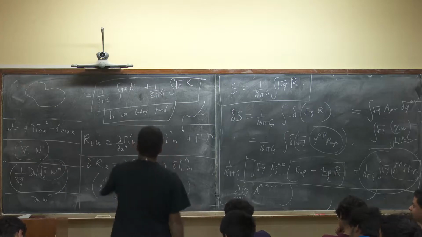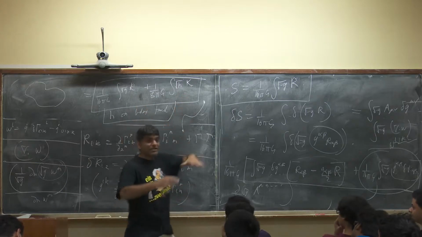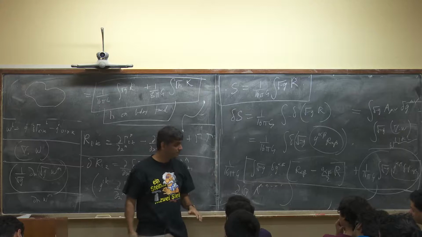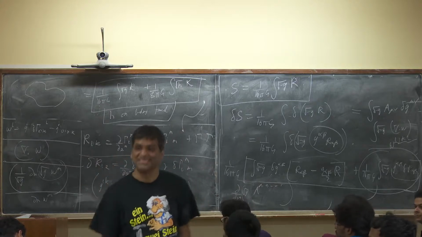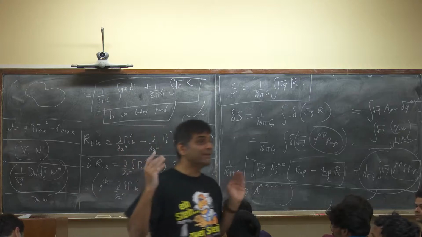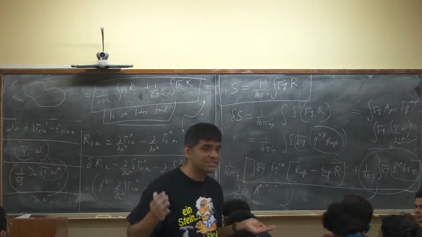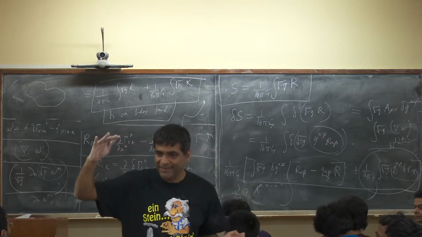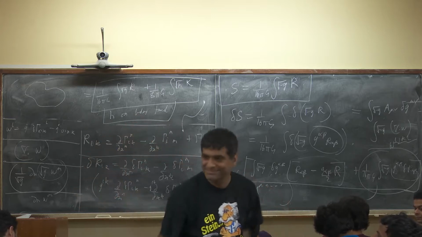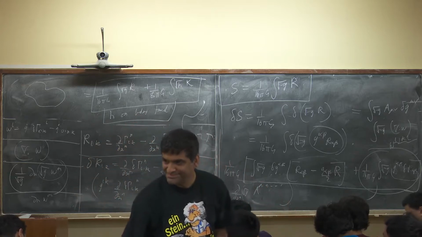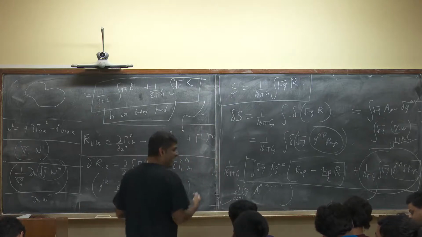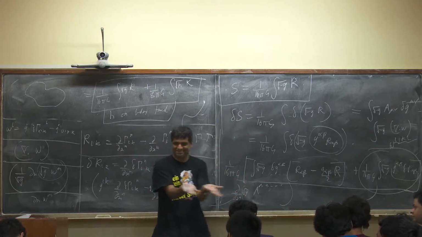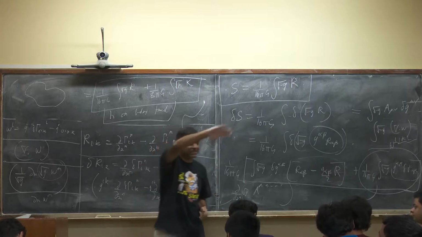In the same way, if you take this action and you extremize it over all metrics that obey some boundary conditions. What are the boundary conditions? The boundary condition is that the induced metric at the boundary is something fixed. You see how nice the boundary condition is. It's a nice geometrical boundary condition. It's a geometrical statement about the boundary.